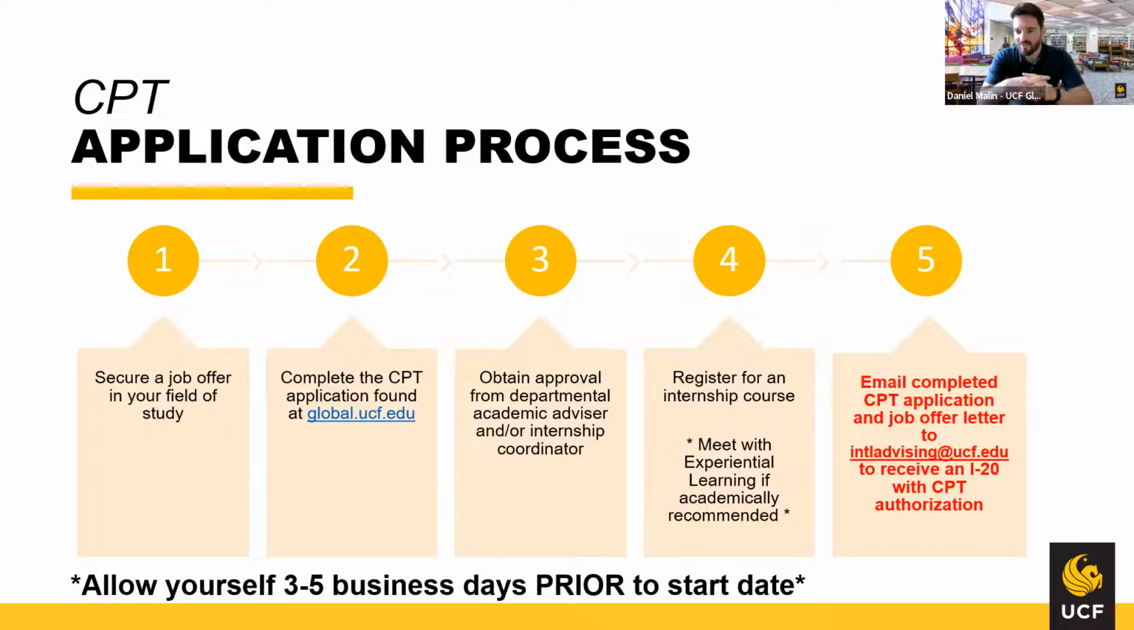This cannot occur after. You cannot begin work off campus without prior authorization from our office. If there is one thing that we want you to remember from this presentation, it is that you cannot work off campus as an F1 international student without prior authorization. So when you see this slide, this is what we're talking about. These are the steps to follow, and you need to complete all of the steps, not 4 out of 5, but 5 out of 5 steps in order to be authorized to begin your CPT employment. So you get your job offer letter, then you are going to go to global.ucf.edu and you will access the CPT Application Packet.